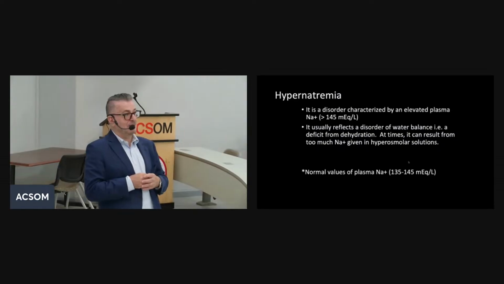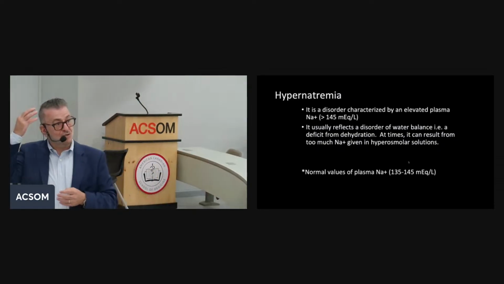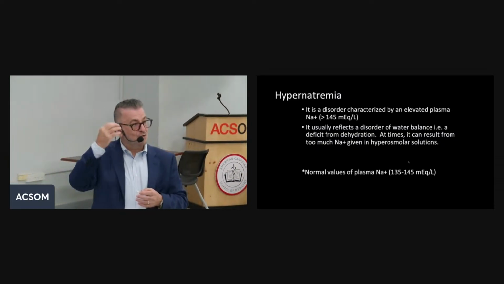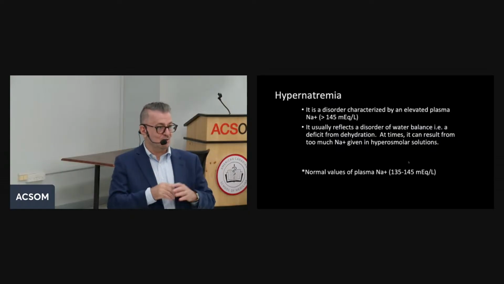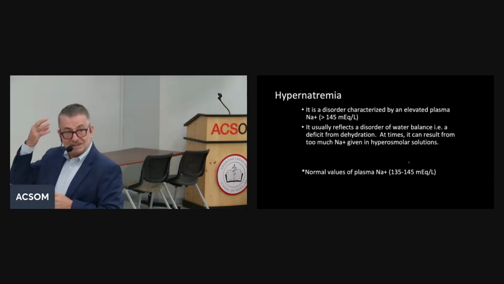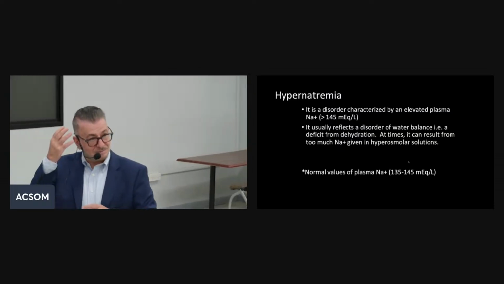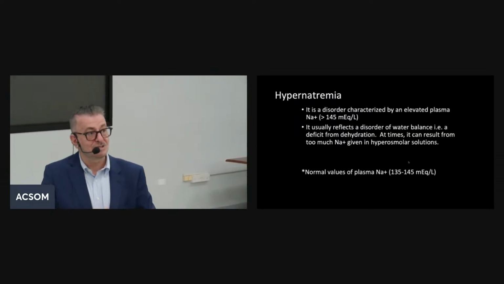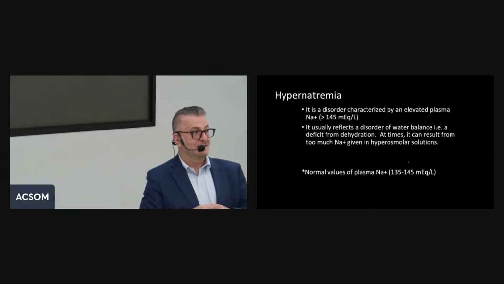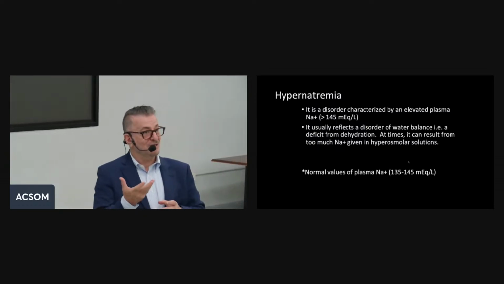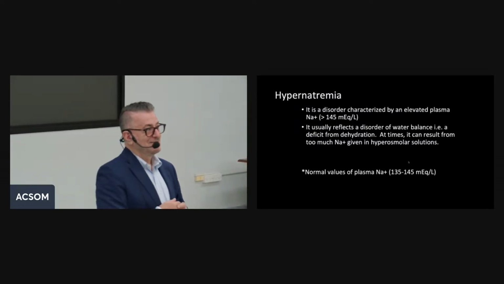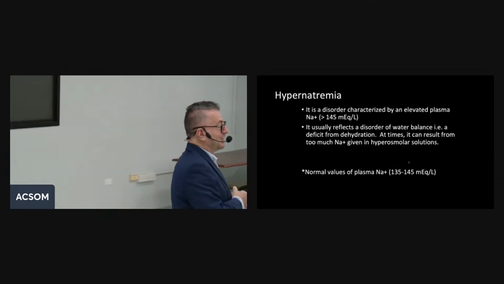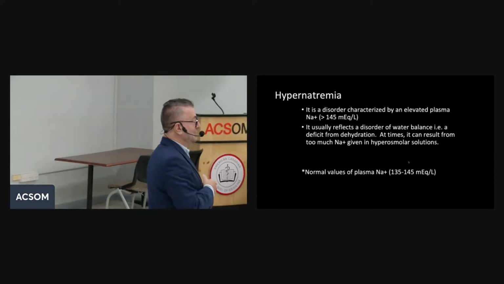And the two main problems with ADH are either it doesn't get secreted or the kidneys get resistant to ADH. These are the two main problems. Either ADH does not get secreted, okay? That's called diabetes insipidus. Diabetes insipidus. Why do they call it diabetes? Anybody know? Because your ADH is not working properly, they get diabetes.